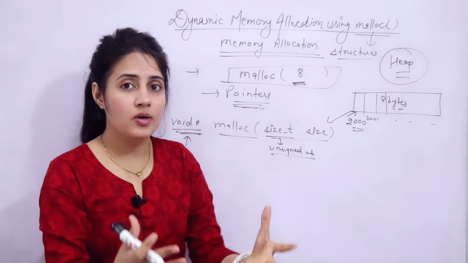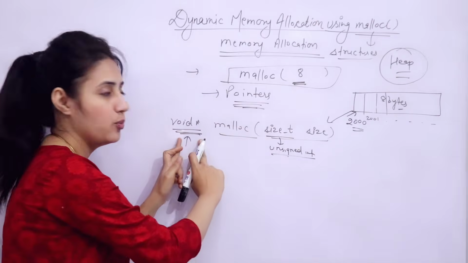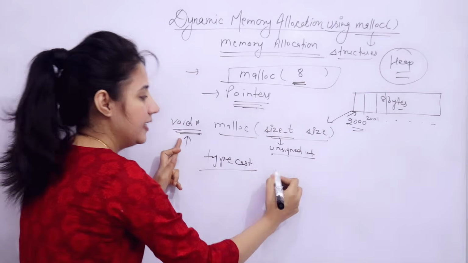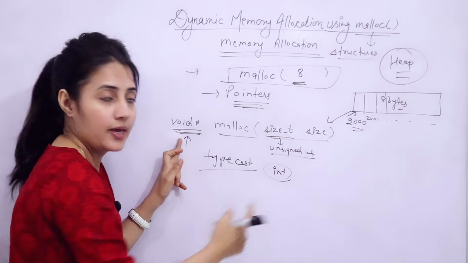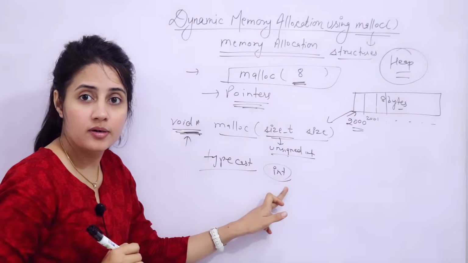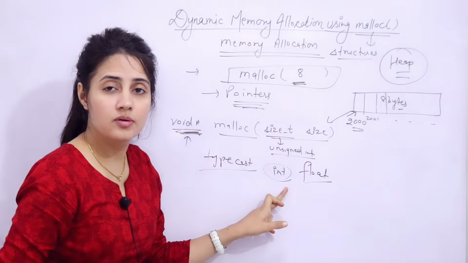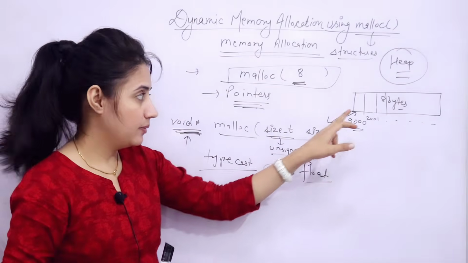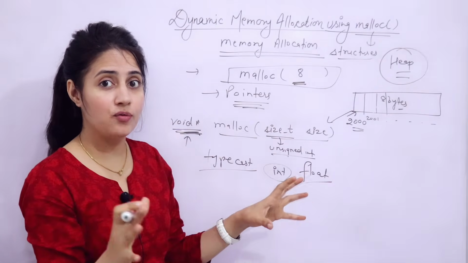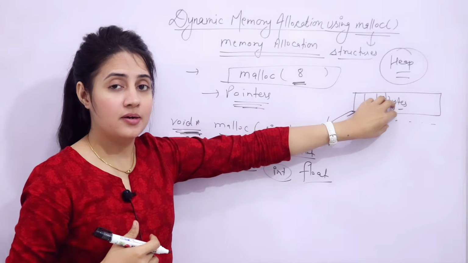Now according to your requirement, whichever type of value you want to store, you can typecast this void pointer. Suppose I want to store an integer value here, so you can typecast this pointer into an integer pointer. If you want to store a float value, you can typecast it into float also. That is why malloc returns a void pointer, because it doesn't have any idea which type of value you will store in this reserved memory segment, right?